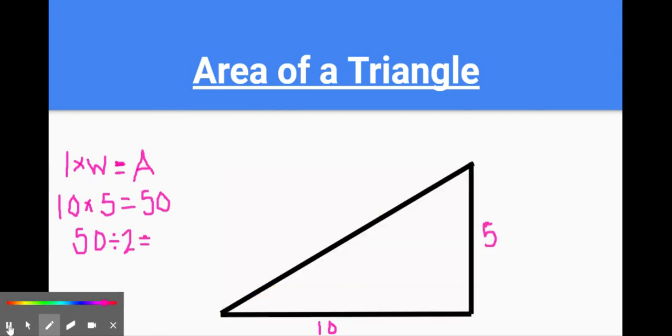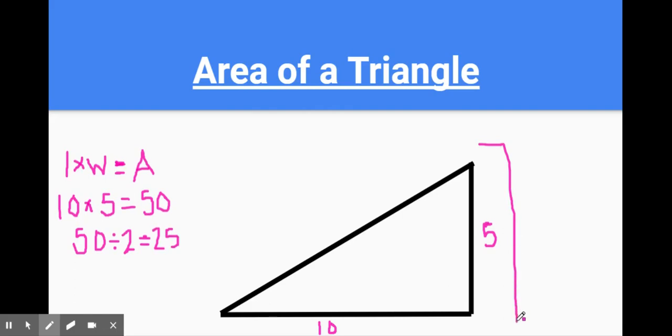Now, what's 50 divided by 2? Yes, 50 divided by 2 is 25. And here we see one of the triangles from that rectangle if we were to divide it in half. Okay, so that's one way to think about finding the area of a triangle. Always remember that a rectangle, if I divide it in half, actually gives me two triangles.